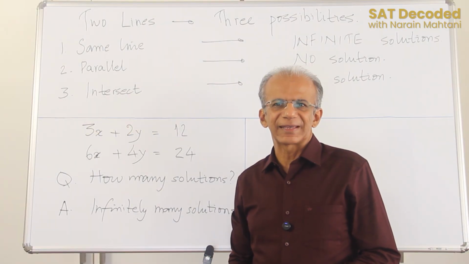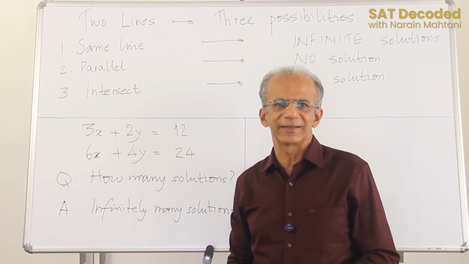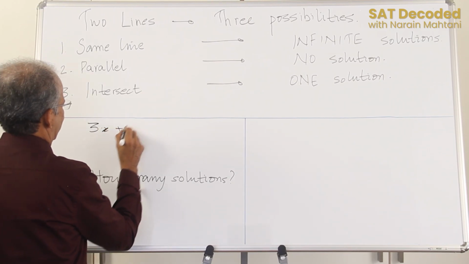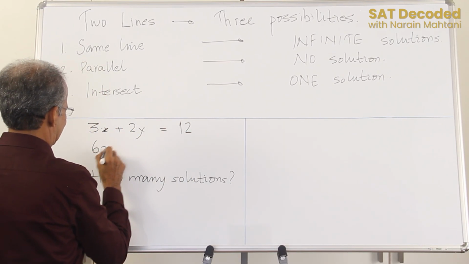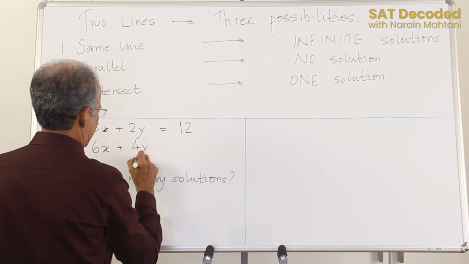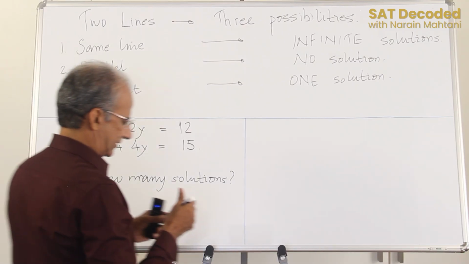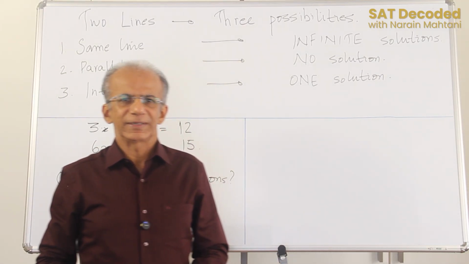Now, let me give you the second example, and I want you to look at it very carefully before you do anything else. Here it is. 3x plus 2y equals 12. 6x plus 4y equals 15. And the question once again is, how many solutions? Take a moment.